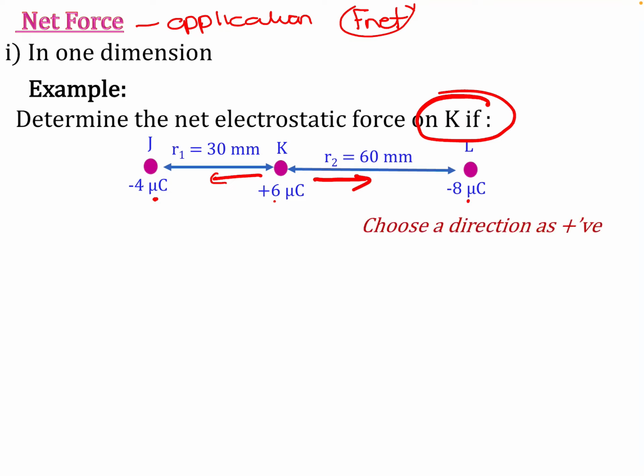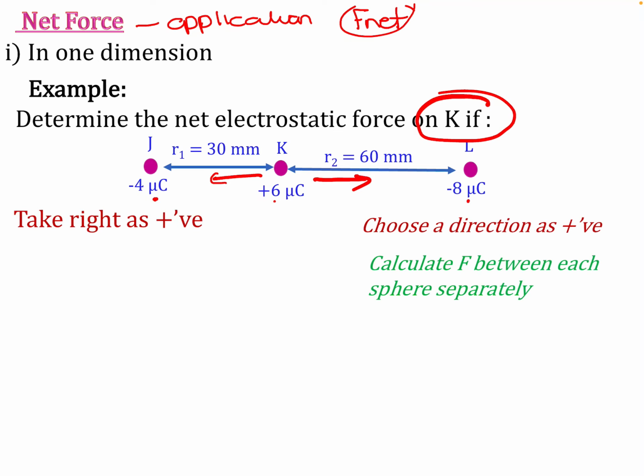We're going to choose a direction as positive. It doesn't matter. And you can do it at the beginning or you can do it near the end. I took right as positive. It may be a good choice. It may not be a good choice. It doesn't make a difference. So, first thing we need to do, step 1, is we calculate the force between each sphere separately.